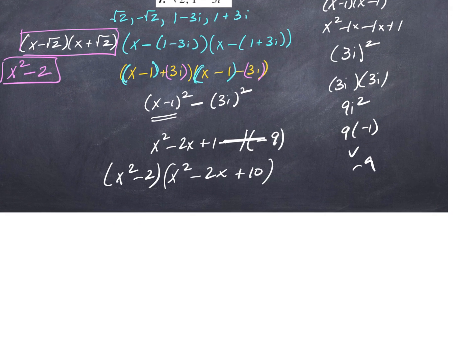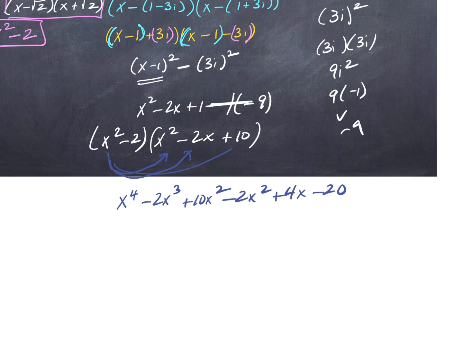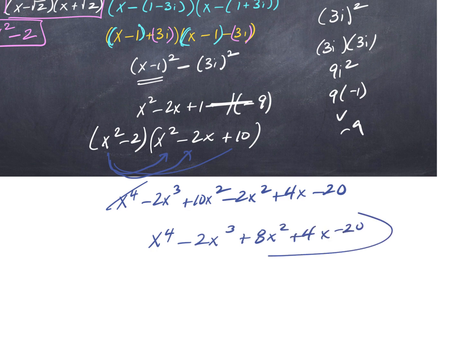So I'm just going to FOIL. So we've got x to the 4th minus 2x cubed plus 10x squared. Then minus 2x squared plus 4x minus 20. So I've got x to the 4th minus 2x cubed plus 8x squared plus 4x minus 20.